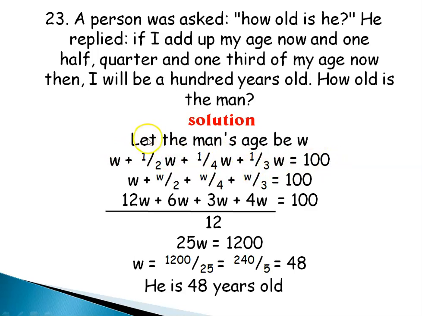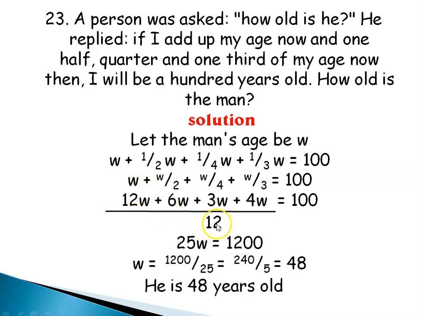Is that taken? So 1/2 W is the same thing as saying W over 2. 1/4 W is the same thing as saying W over 4. 1/3 W is the same thing as saying W over 3. So I'll add all of this together to give me 100. So I would have to find the LCM of 1, 2, 4, and 3. And the LCM of these numbers is 12.